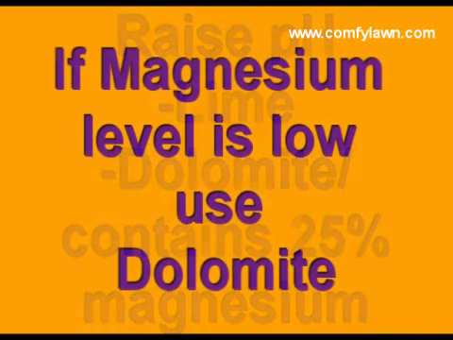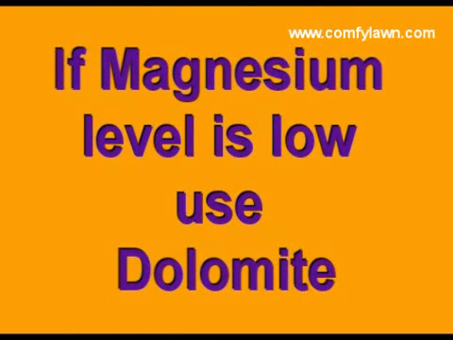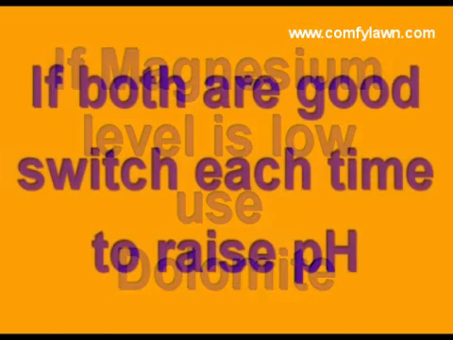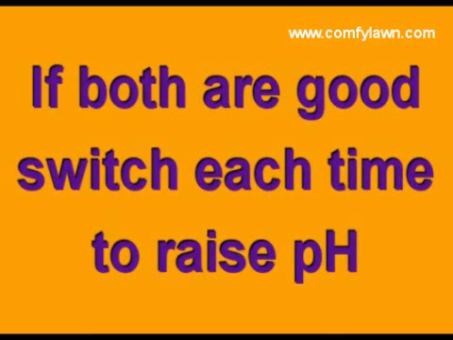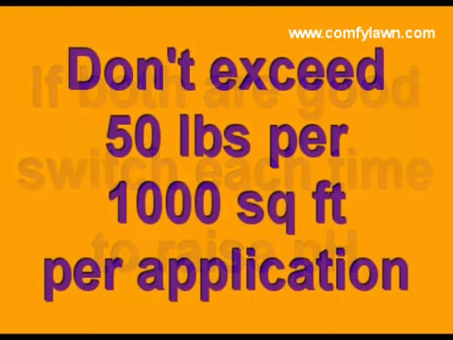If just the calcium level is low and the magnesium levels are fine, we'll use calcitic lime. If both are low, we use dolomite. Remember, stay true to the 7 to 1 ratio of calcium to magnesium. If both minerals are in proper range and you still need to raise the pH, use one or the other and switch back and forth each time.